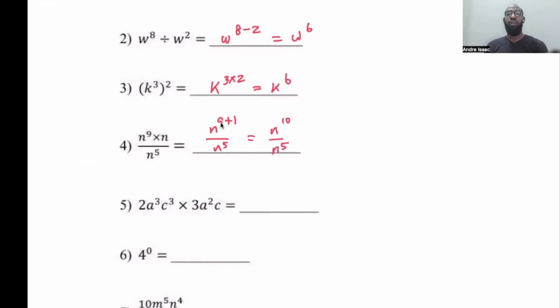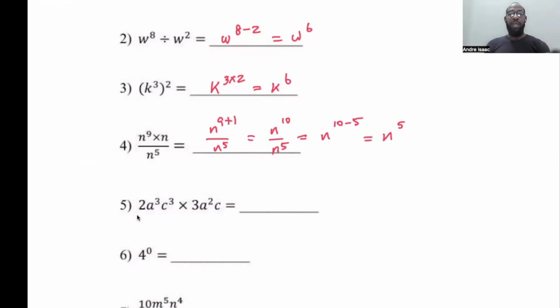So you simplify the numerator. The denominator is already simplified. Now you're dealing with the division. When you divide the same letters or numbers, you subtract the power. So this is n to the power 10 minus 5, which is n to the power 5.